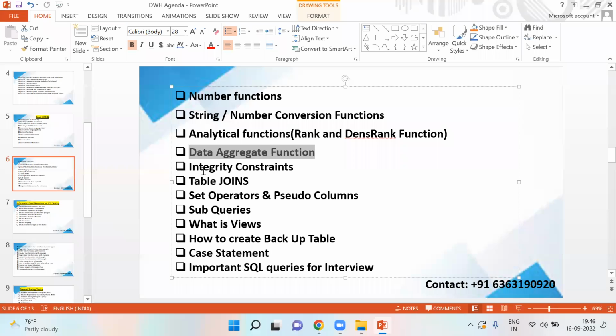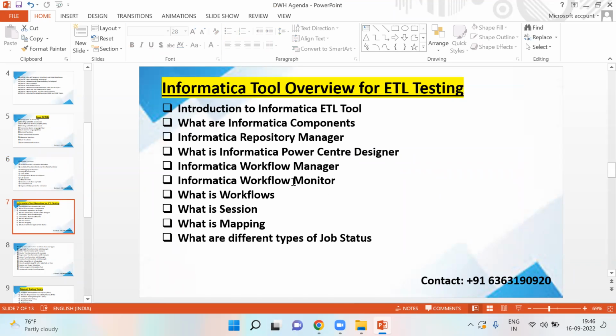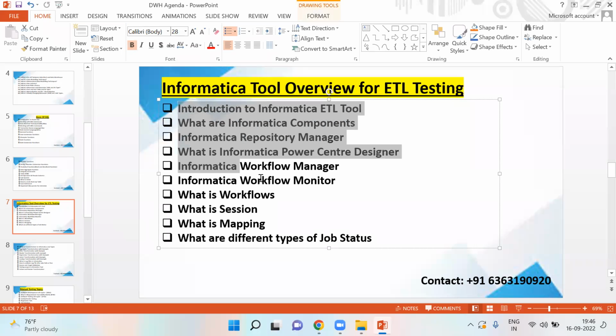Data aggregation functions, integrity constraints, table joins, set operators, subqueries, what are views, how to create a backup table, case statement. Okay, important SQL queries for interview. And the Informatica tool, as I told you, the complete ETL testing process will be explained in this: how to create test cases, how to validate based on different scenarios, how you validate your mapping document with the real-time tables, how you execute workflows. All these things I am going to teach you.